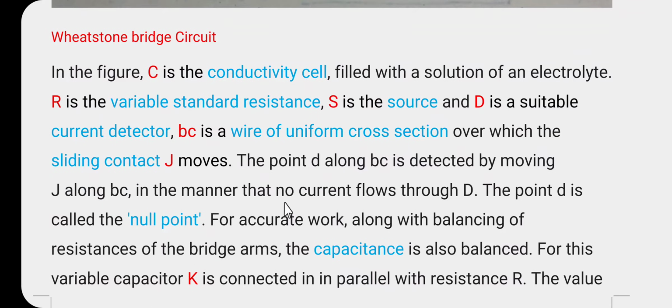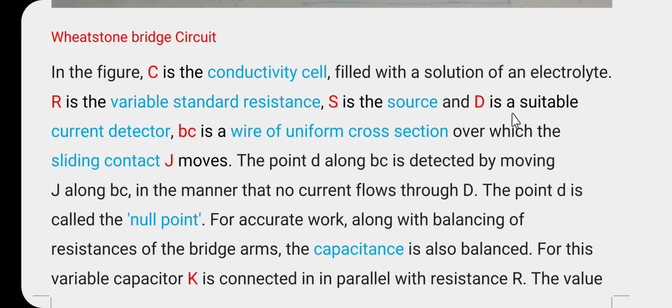C is the conductivity cell, filled with the solution of the electrolyte, R is the variable standard resistance, and S is the source. Either alternating current or direct current can be used as a source for the measurement of conductance in the Wheatstone bridge circuit. D is a suitable detector. Generally three types of detectors are used: the human ear, a CRO, cathode ray oscilloscope, or the magic eye.